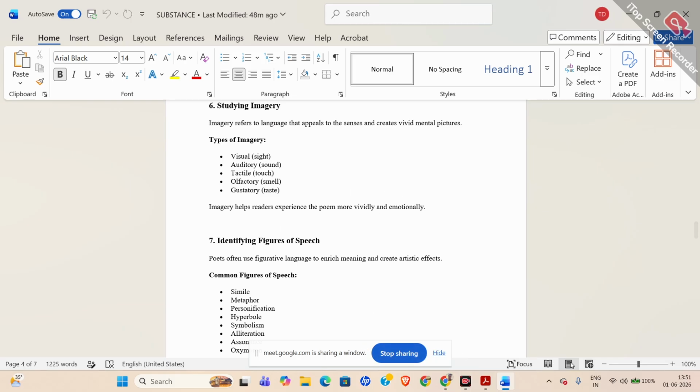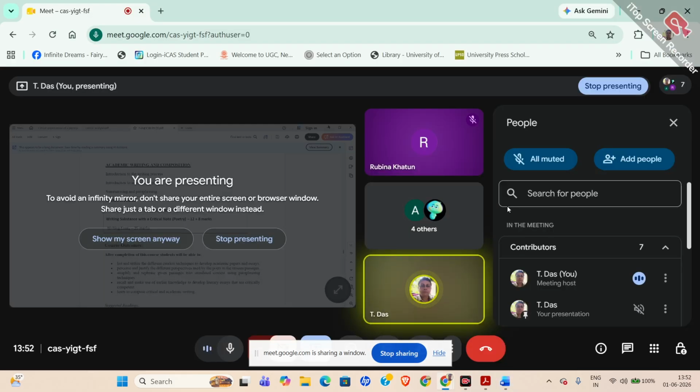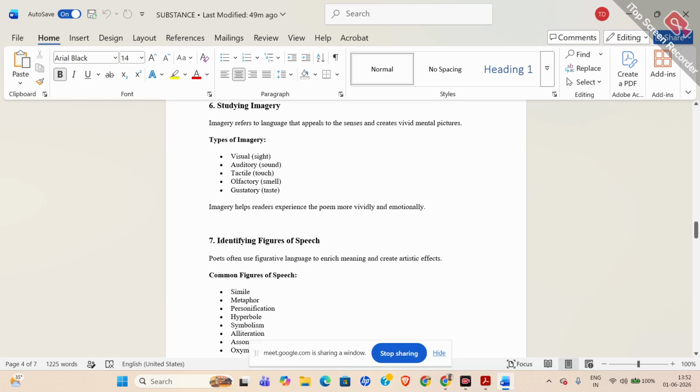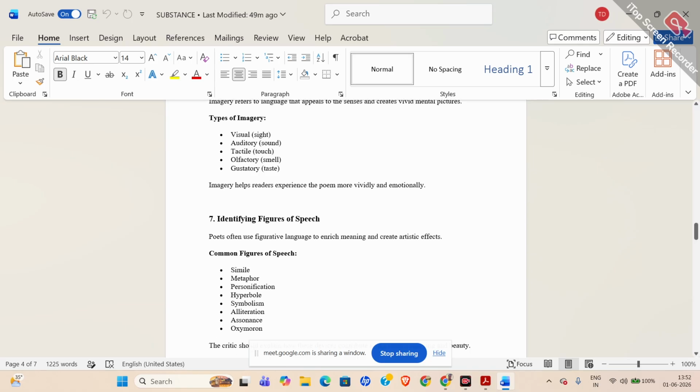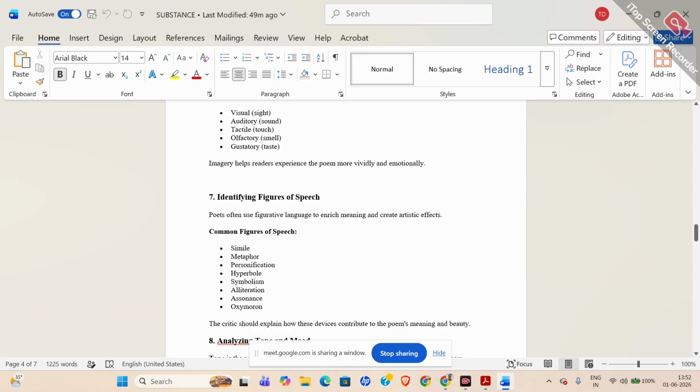Just one moment. Okay, so let us move on. So as I was telling you about these different types of imagery, imageries obviously help readers experience the poem more vividly and emotionally.